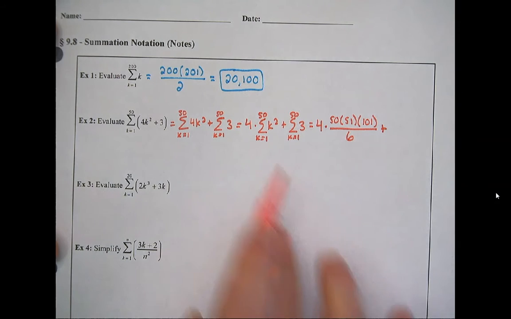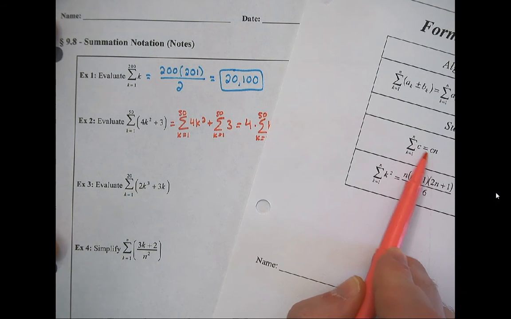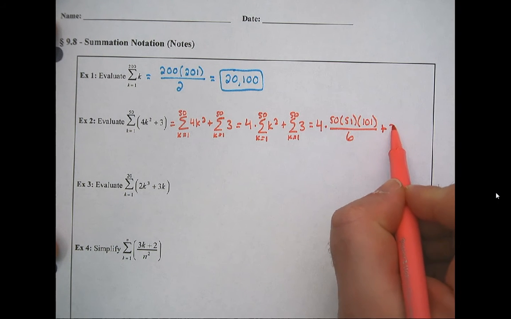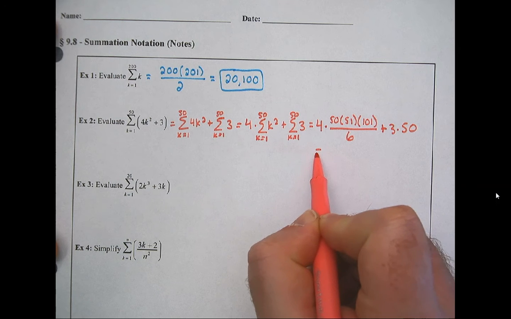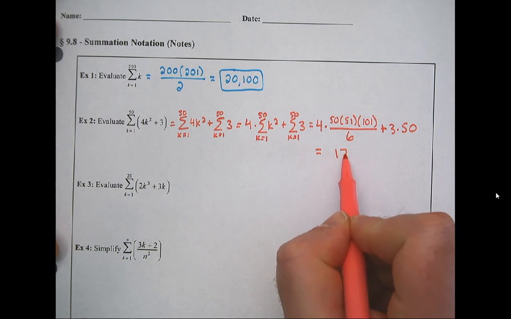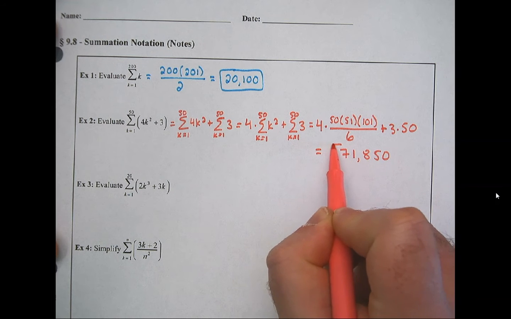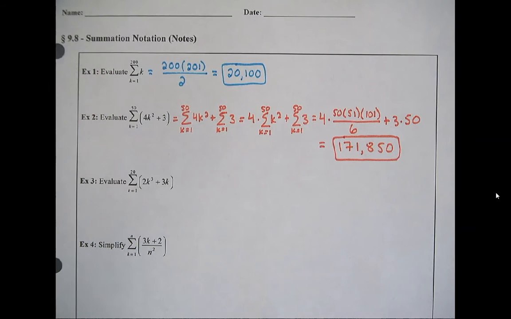Plus, and then this is the sum of a constant. The sum of a constant is just the constant times however many numbers you want to go. So for us, that would be 3 times how many numbers? 50. Grab our calc to calculate this. 171,850. You might want to try on your calculator. Make sure that you're getting these answers that I'm getting.